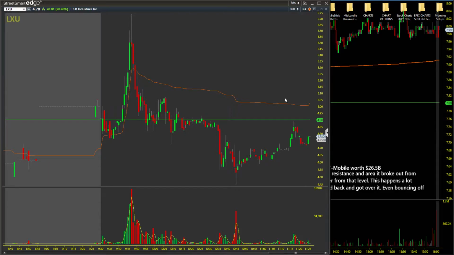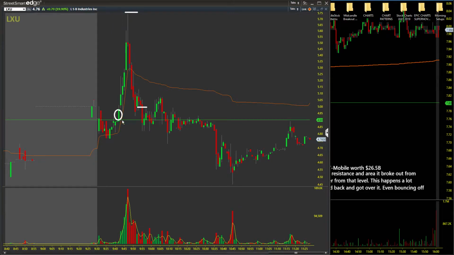So this was the stock I took a loss on, LXU. I got ahead of the gun right here, and I got in right at 5.05. This is a bread and butter setup for me. The stock ran up to 5.75. It pulled all the way back down to the area it broke out from.